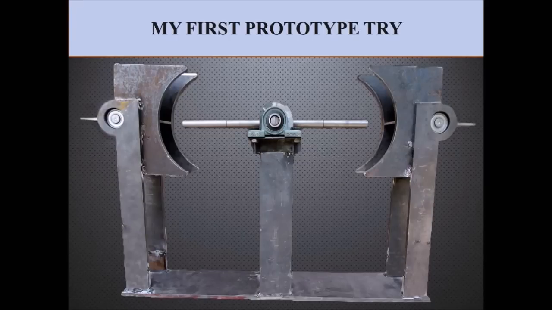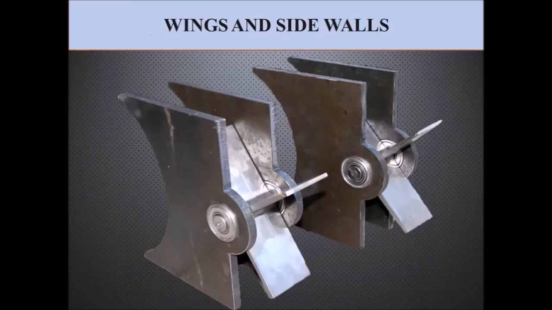This is my first trial prototype, which was not completed. I did not place any fuel injection and spark sensors. A mechanical system can also be used instead of the sensors. These are the wings and the sidewalls.